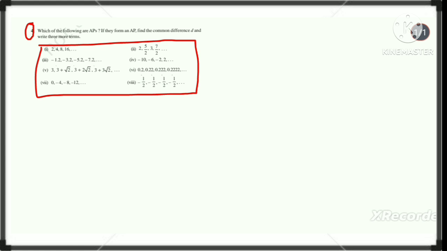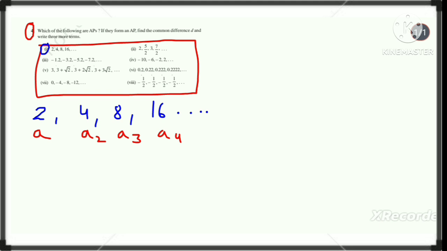So first question, and here the sequence of numbers is 2, 4, 8 and 16, and this is A, this is A2, this is A3, and this is A4. Now to check if this is an AP or not, we have to find its difference.